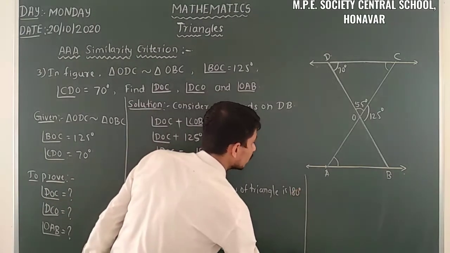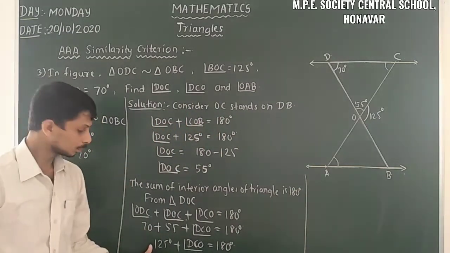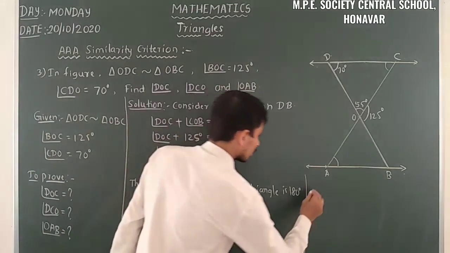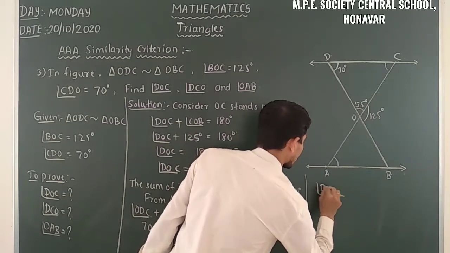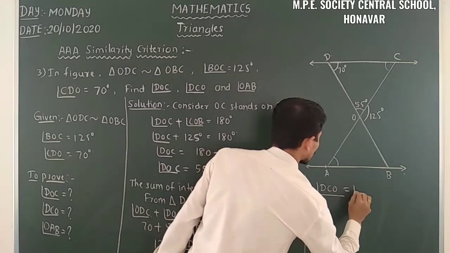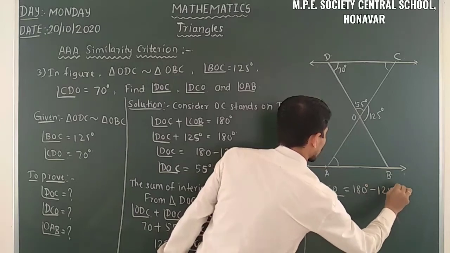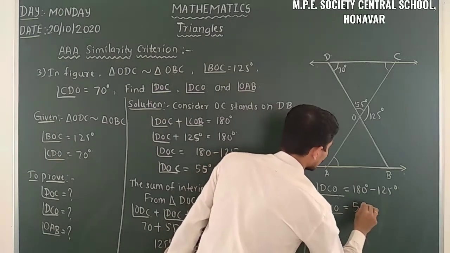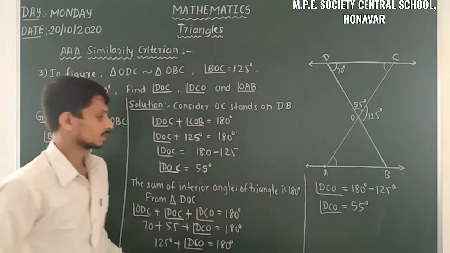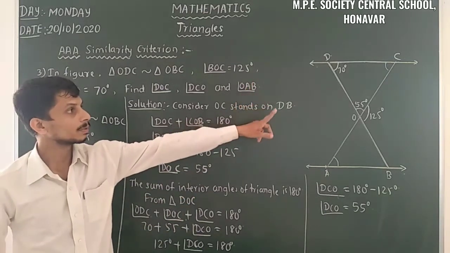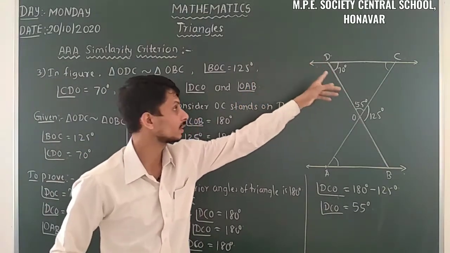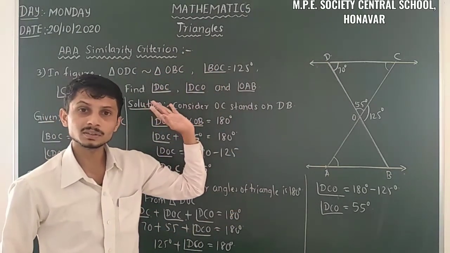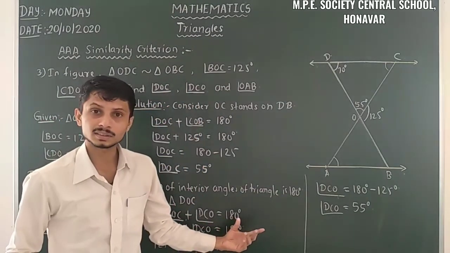I will transpose this 125 degrees to the RHS. Angle DCO is equal to 180 degrees minus 125 degrees. That is, angle DCO is equal to 55 degrees. The same. So angle DCO is also 55 degrees, and angle DOC is also 55 degrees, and the third is 70 degrees. Let us check whether the sum is 180 degrees or not. Obviously it is 180 degrees, because we took the sum to be 180 degrees.